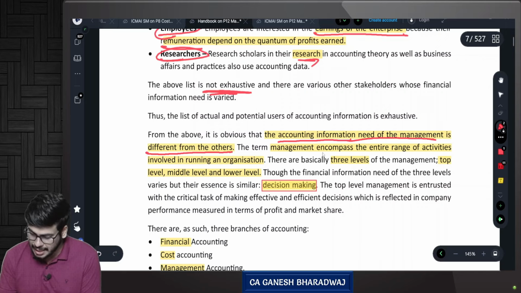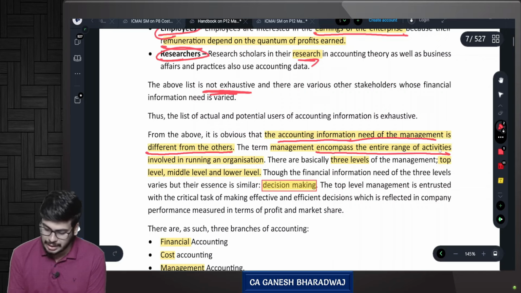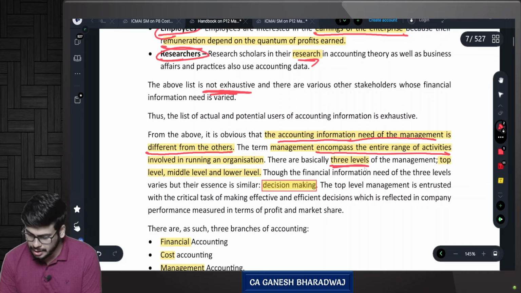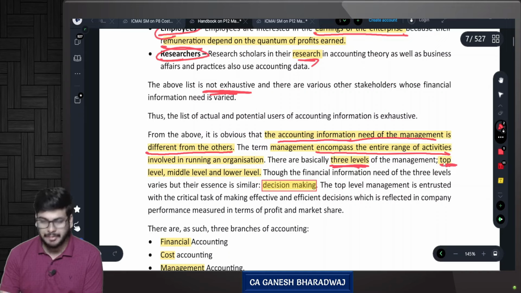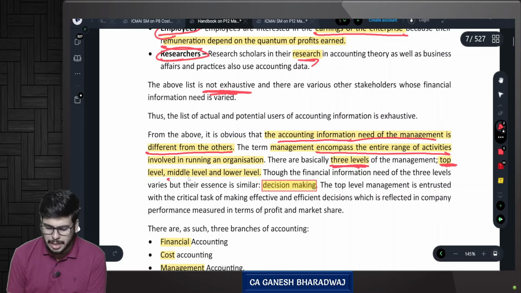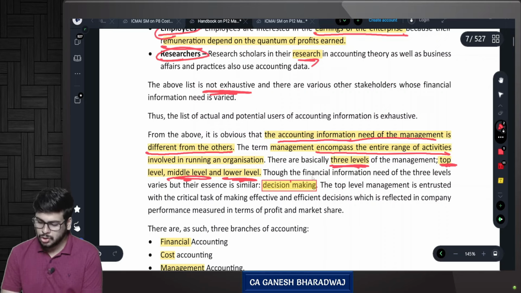Management encompasses the range of activities involved in running an organization. Broadly, there are three levels of management. Top level, that is the board of directors. Middle level, the managers. Lower level, that is the workers generally. Though the financial information needs of the three levels vary, the essence is similar. What is the essence? Decision making.